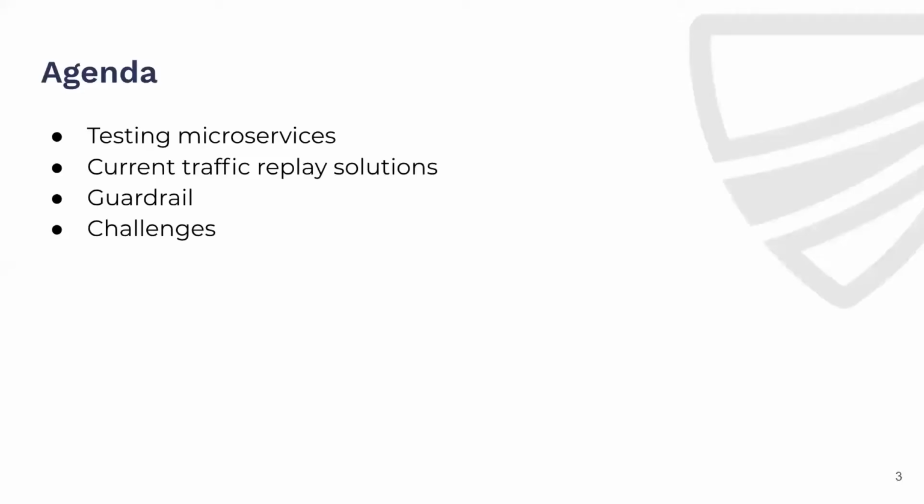We'll first talk about some of the different ways microservices can be tested and the challenges developers encounter as they create those tests. Then we'll talk about traffic replay, which is an approach to testing microservices that addresses those challenges. Finally, we'll talk about how we made Guardrail, which is an implementation of traffic replay.